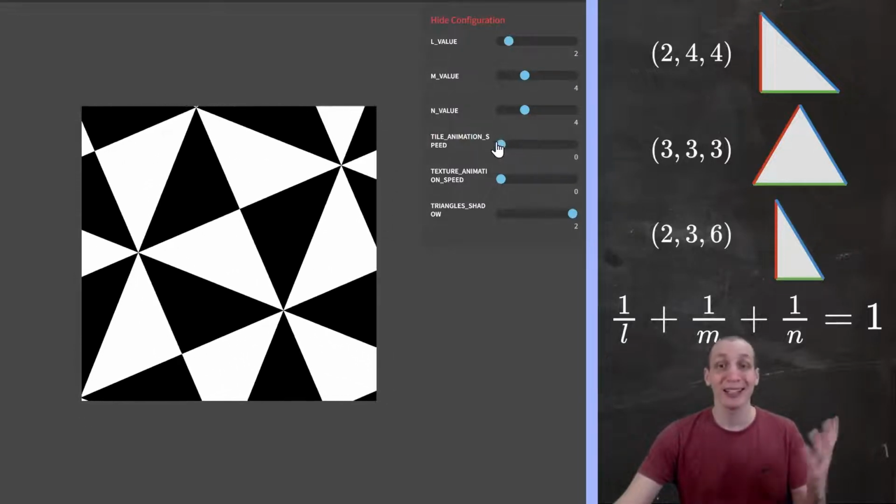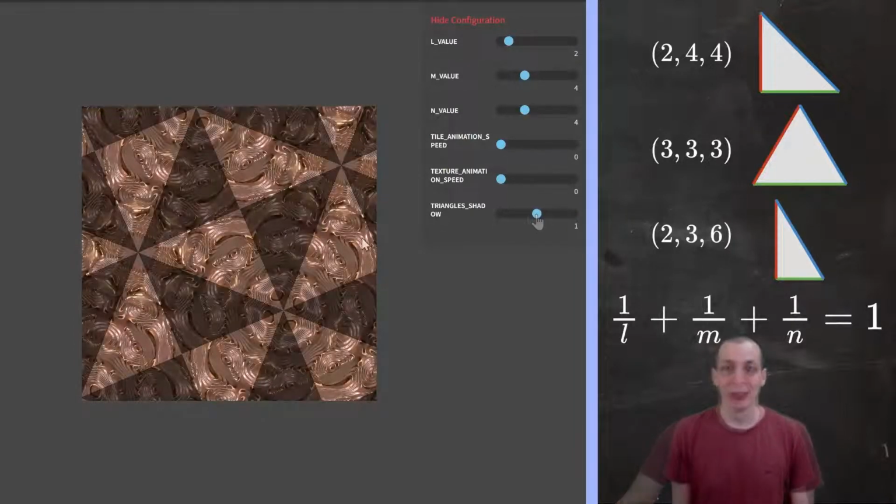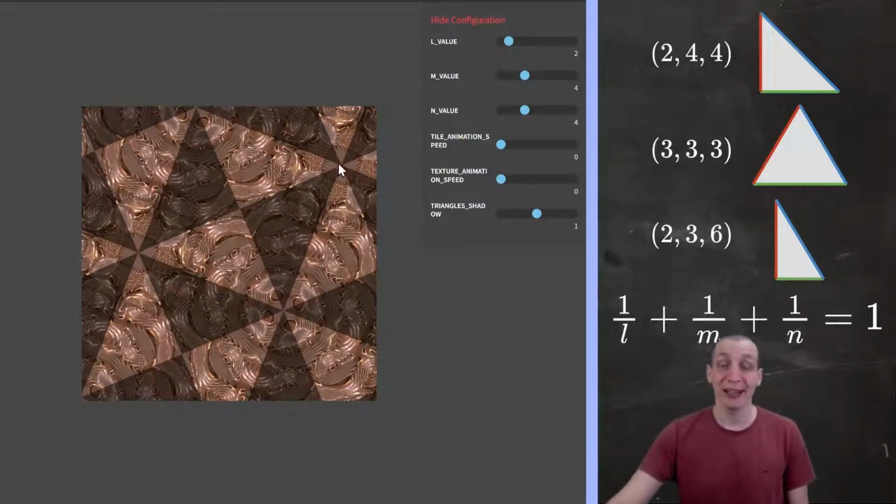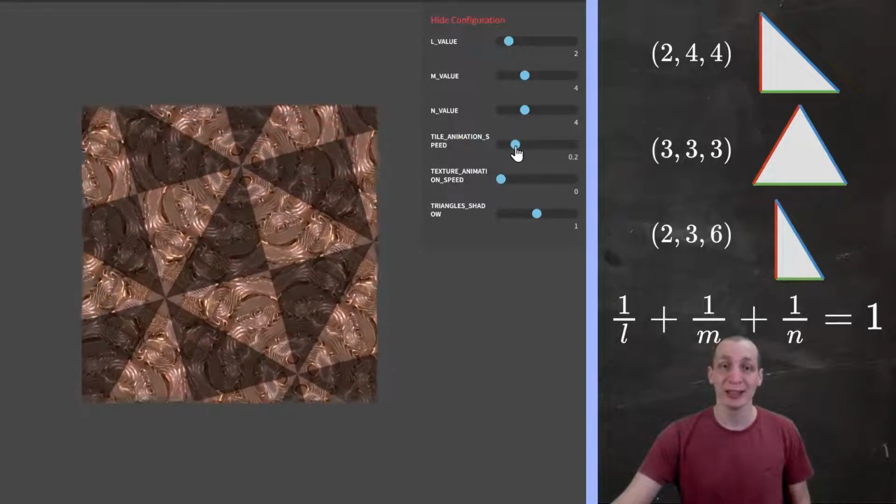Okay, but let's see another interesting thing. At this point, these are only white and black triangles, and if you want, we can add a little texture to it. So let's add it. Okay, so I have some picture in the background, and for a single triangle, I take the image from this picture. And in the rest of the triangles, I just take the reflection. So this is a reflection of this image, and this image is a reflection of this image, and so forth. And again, I can add a little bit of dynamics and move around the tiling itself.